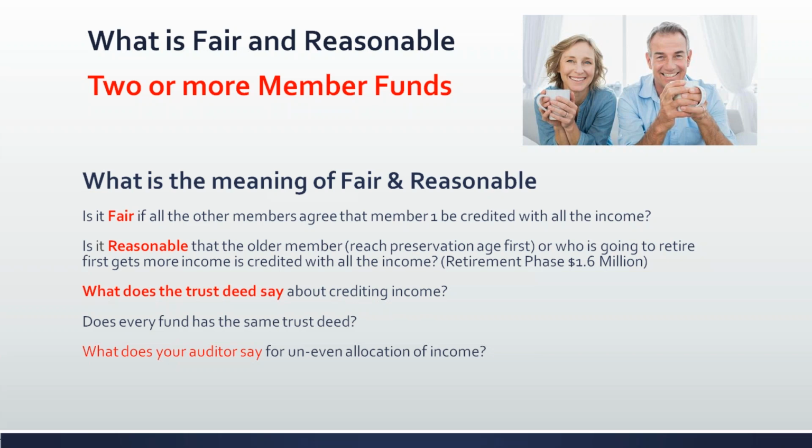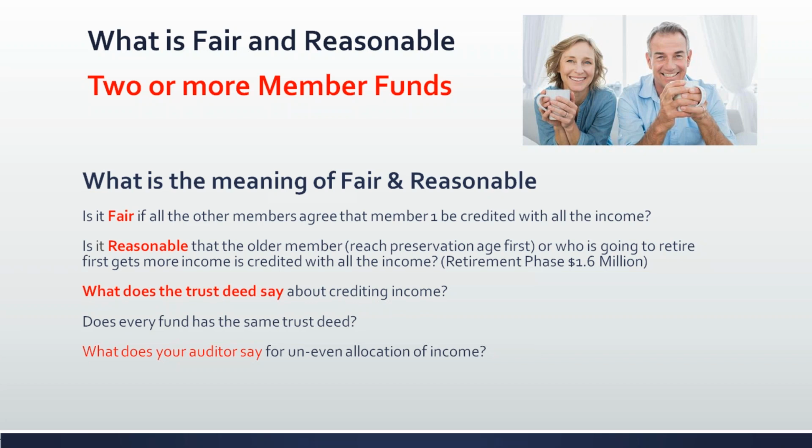Now, the way I look at it, if member two agrees that member one should be credited with all the income, and that's fair because he's done all the work, he's done all the investments, he looks after the rental property, and he or she decides how the fund will run, so that person deserves all the income.